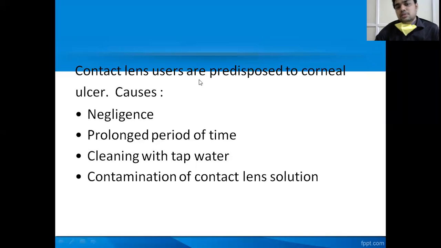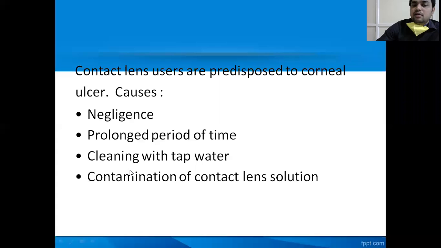So contact lens users, what are the reasons for the incidence of corneal ulcers in contact lens users? First one is negligence. Because of negligence, they don't properly maintain the contact lens in a hygienic manner, and use the contact lens for a prolonged period. Normally, in 24 hours, the contact lens should be worn for a maximum of only 6 to 8 hours.